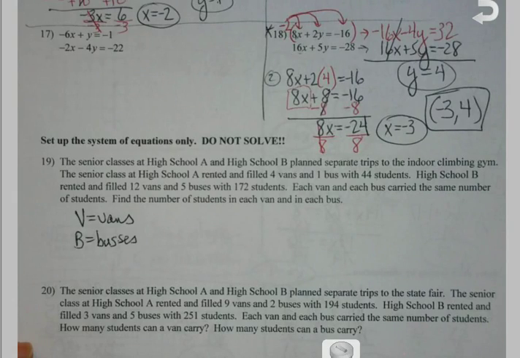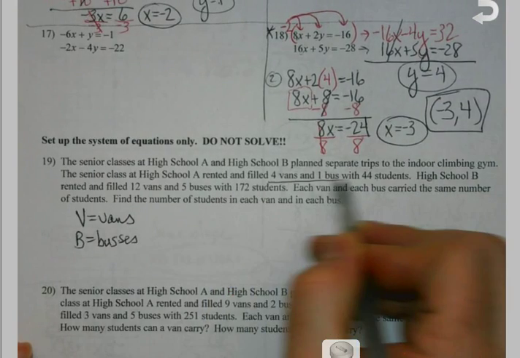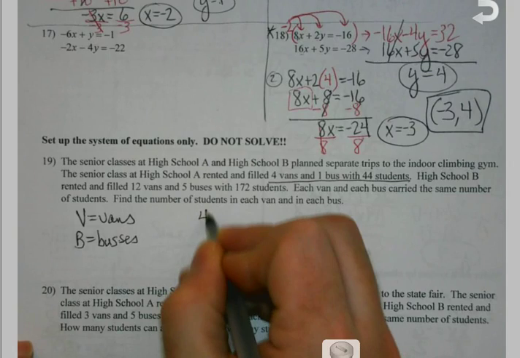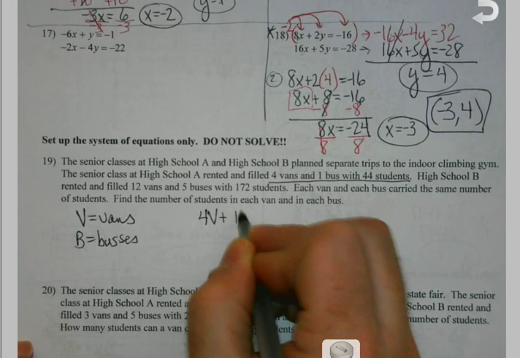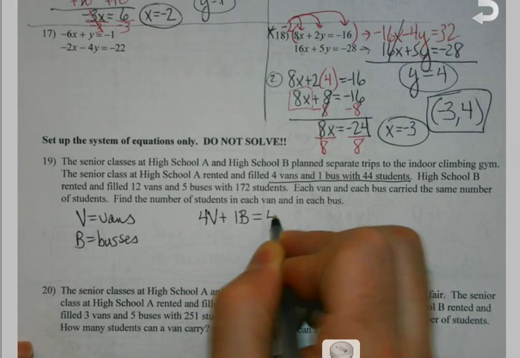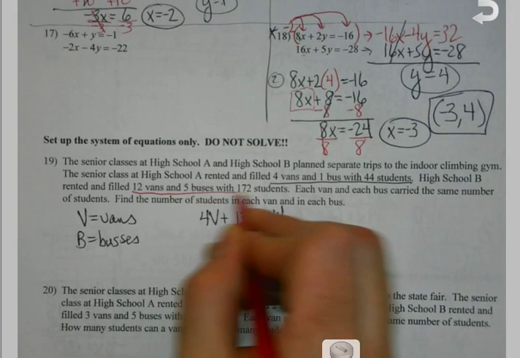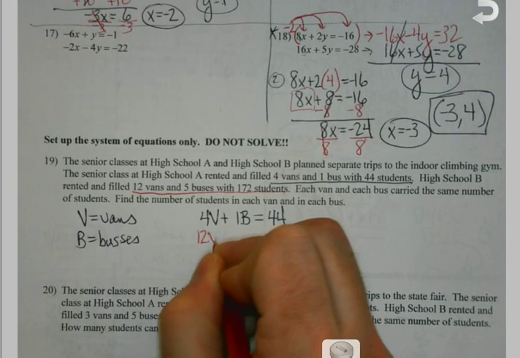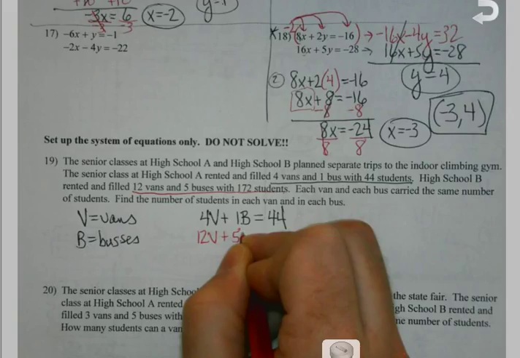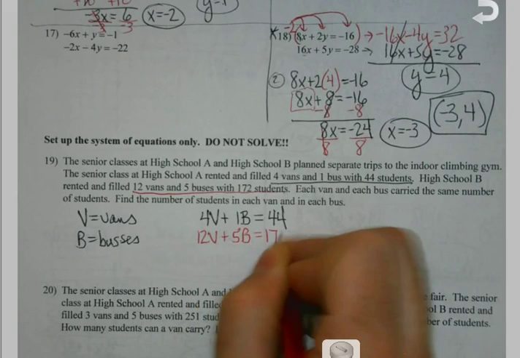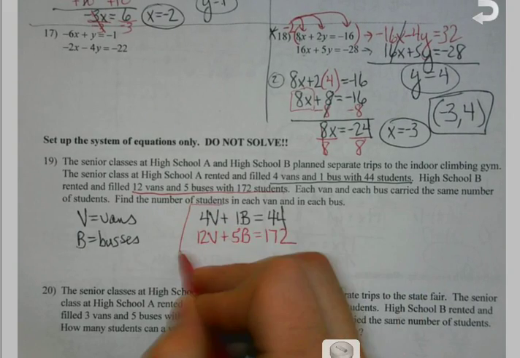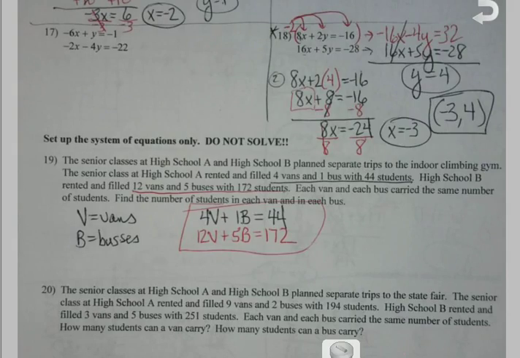And then basically I just see what each one's going to be. So I got 4 vans plus 1 bus is 44 students. And then it looks like my other one is 12 vans plus 5 buses equals 172. That's what I want. That's all you've got to do on these is get those set up and ready to go, and then you're good.